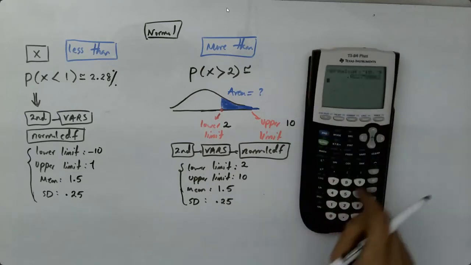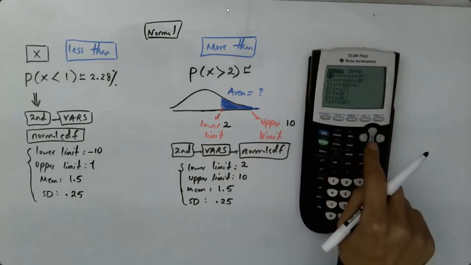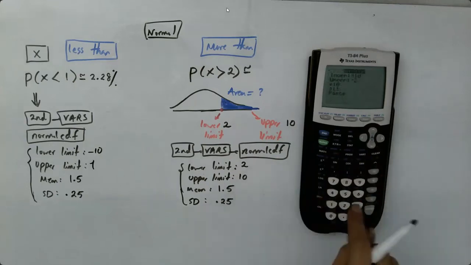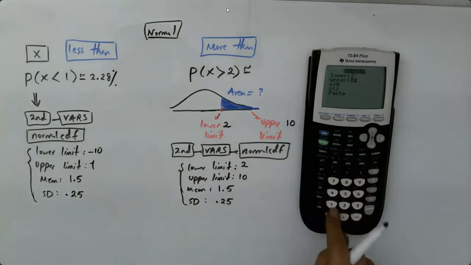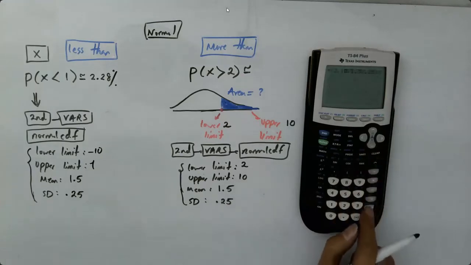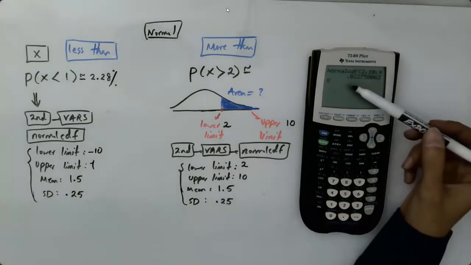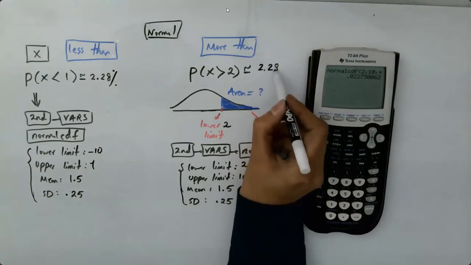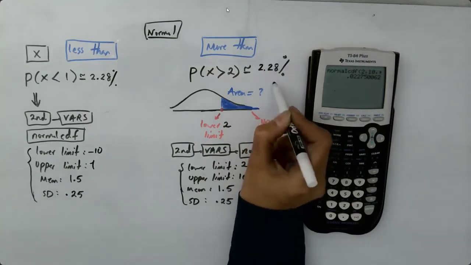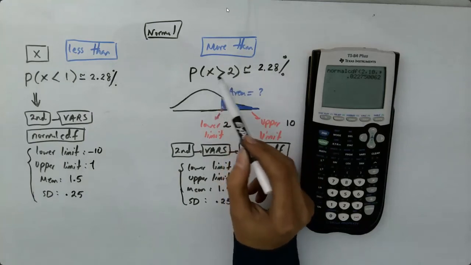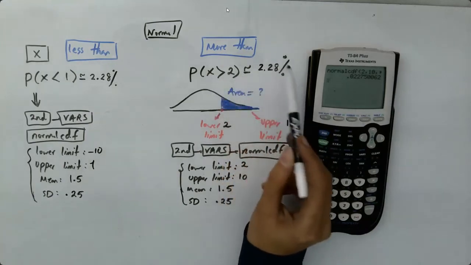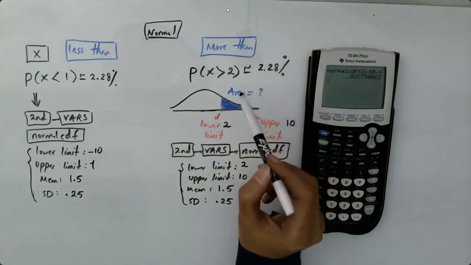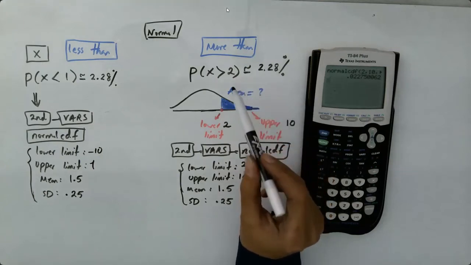So let's turn on the calculator. Second bars, go to normal CDF, lower limit is 2, upper limit is positive 10, mean is 1.5, and standard deviation is 0.25. Let's do the calculation. And as you can see, it is 2.28%. The probability that users keep their phone more than 2 years is also small, 2.28%. Very good.